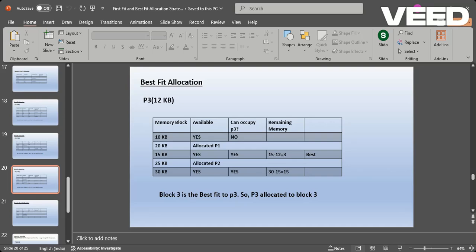For the last location, 30 kb, we find the memory wastage with 30 minus 12 kb, where 12 kb is the P3 size. So the result is 18. I wrote 15 already, that was my mistake. So you need to mention 30 minus 12 equal to 18.